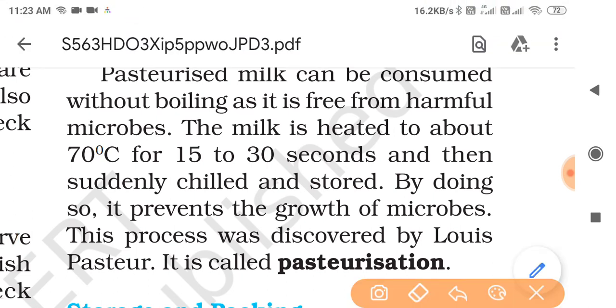Okay, you have to learn that you can use it without boiling after that, but if you take it from the market and use it after some time, from 1 hour, 2 hours, then you have to boil it also. But microorganisms are not in that because the milk is heated to about 70 degrees centigrade, a very high temperature, just for 15 to 30 seconds and then suddenly chilled and stored. By doing this, it prevents the growth of microbes. This process was discovered by Louis Pasteur. Okay, that's why its name is pasteurization.